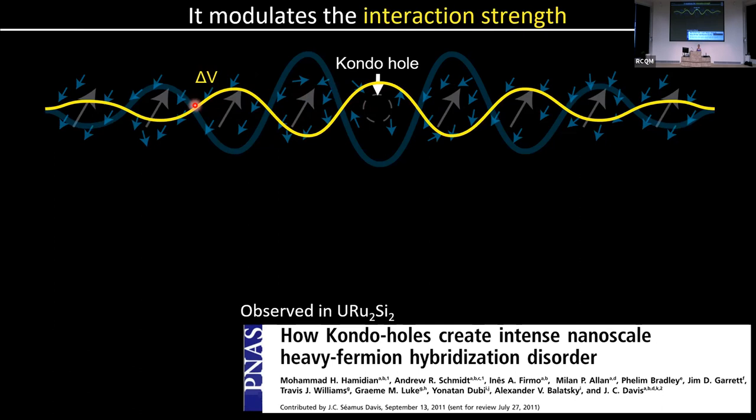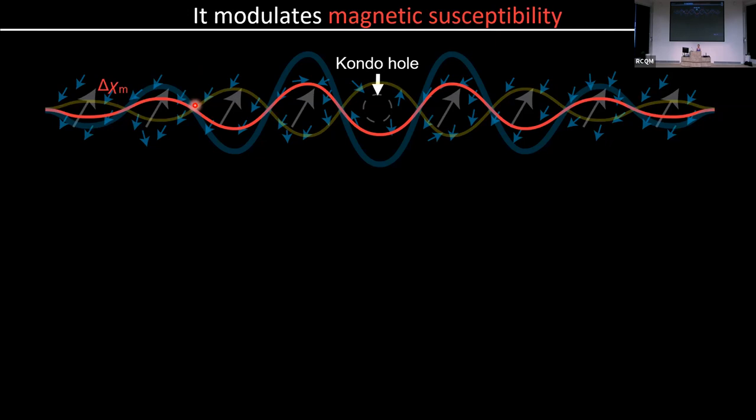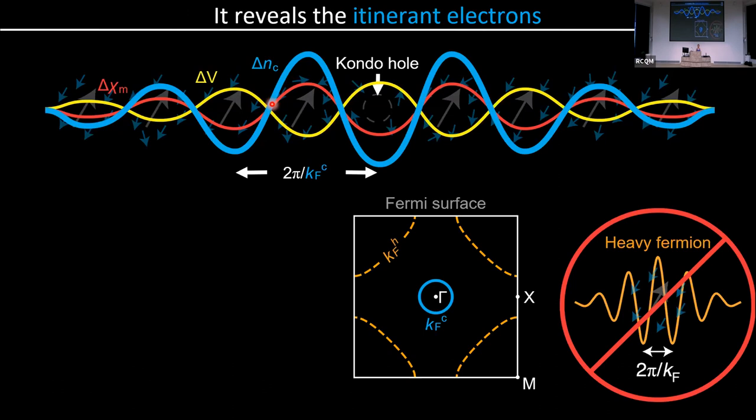Okay, it also sets up oscillations in the magnetic susceptibility. If you have more electrons here, the magnetic susceptibility can be higher. Okay, so we put this all together and we see that all of these phenomena are oscillating around the Kondo hole, but they're conduction electron phenomena. They're not F electron phenomena. It's how the conduction electrons are reacting to the F electrons. So all of these phenomena are not occurring at this super fast oscillation of the heavy band. They're actually occurring at the light band wave vector. So the periodicity has to do with the light band before the hybridization, not the heavy hybridized band.